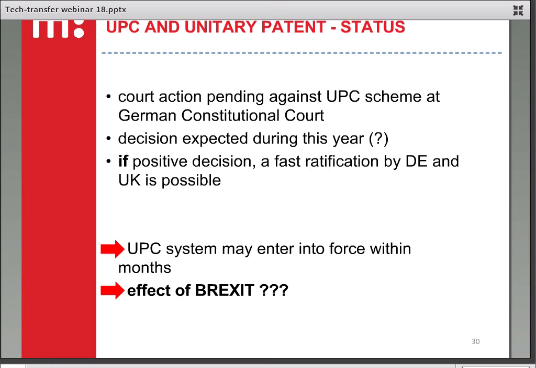And there are even rumors that the German Constitutional Court will extend the proceedings until the effect of Brexit is there, in order to avoid a situation before Brexit which may lead to a lot of problems afterwards. So I think with respect to oppositions and nullity actions, we may expect that it will be easier to have nullity proceedings against a granted European patent after the system comes into force. But it's also got its disadvantages. And I think that's all for the moment.